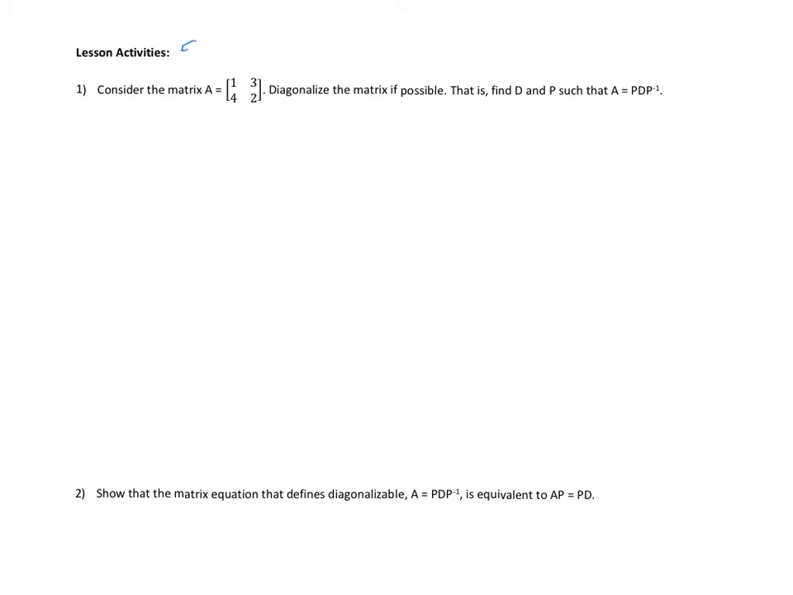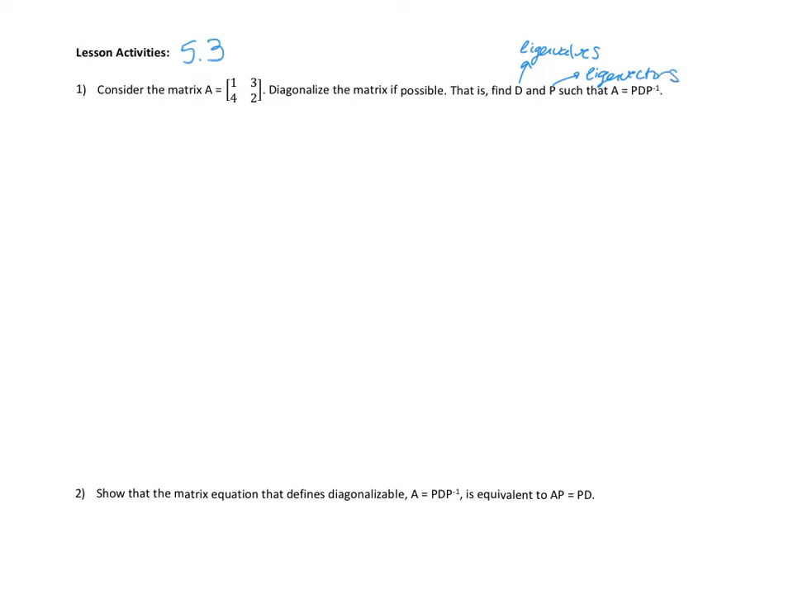These are the lesson activities for 5.3. Consider the matrix A, 1, 3, 4, 2. Diagonalize the matrix if possible. That means find D and P such that A equals P D P inverse. So D, that's made up of eigenvalues. And P, that's made up of eigenvectors.